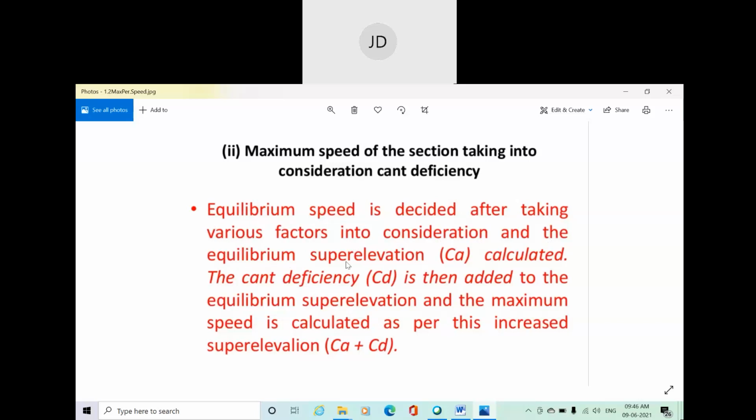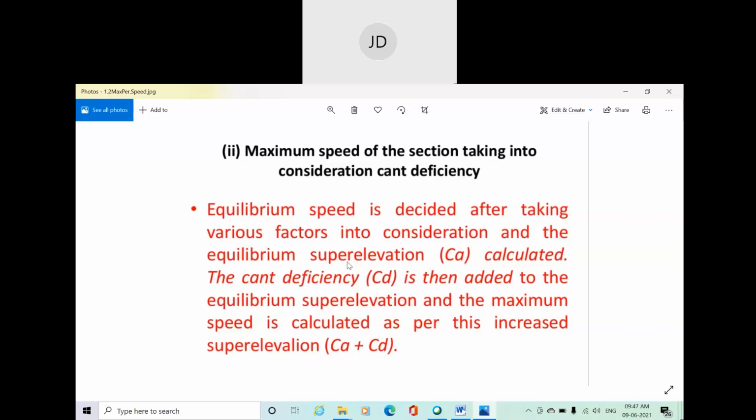After that, we need to find out the equilibrium super elevation, by the standard formula of super elevation that we have already discussed in the last class. We also discussed how super elevation can be determined. We already derived the equation, so just go through the previous notes. So by deciding the equilibrium speed of a train, we need to find out first the equilibrium super elevation.